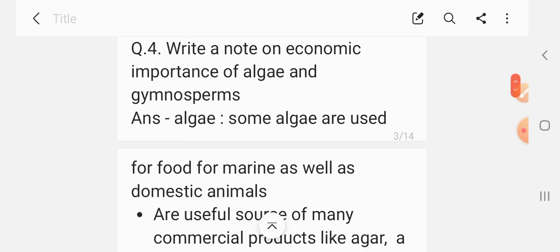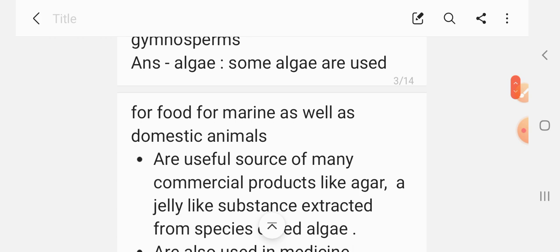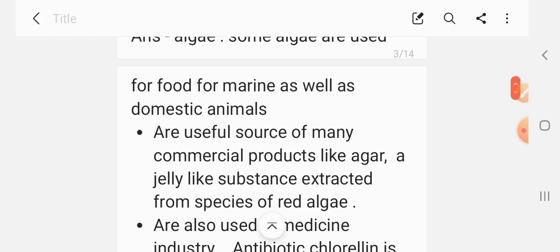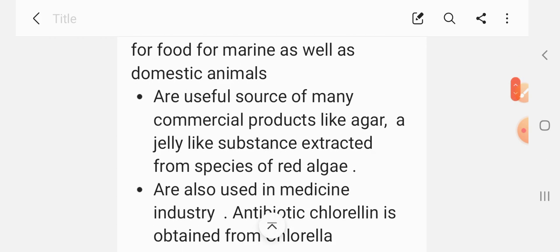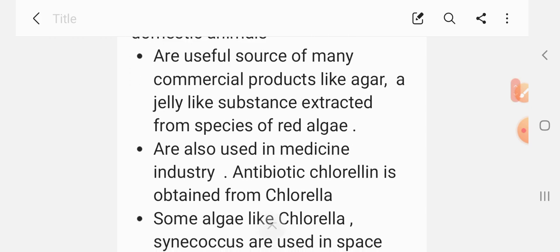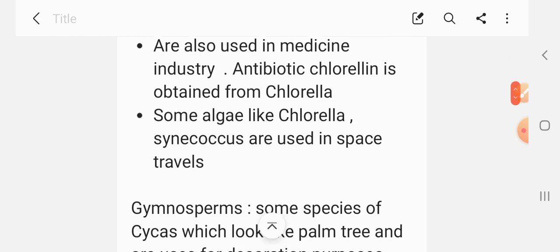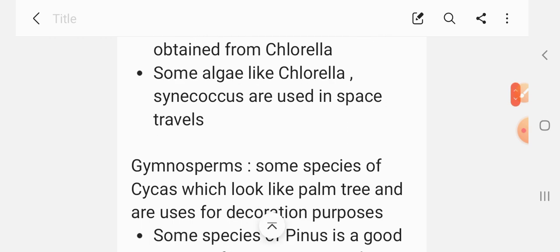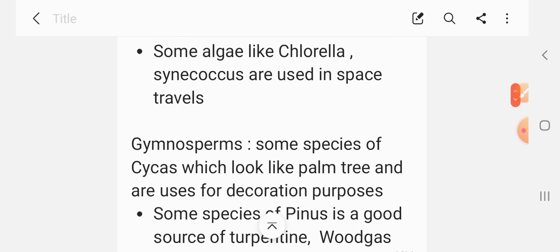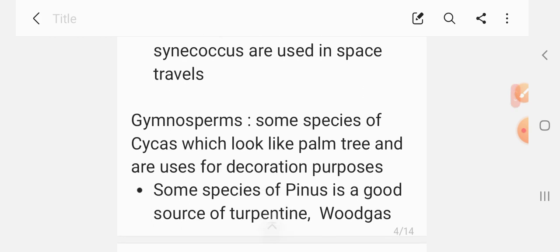Question number 4. Write a note on economic importance of algae and gymnosperms. Answer. Algae. Some algae are used for food for marine as well as domestic animals, and are a useful source of many commercial products like agar, a jelly-like substance extracted from species of red algae, which is also used in the medicine industry. Antibiotic chlorellin is obtained from chlorella. Some algae like chlorella and cyanococcus are used in space travels.